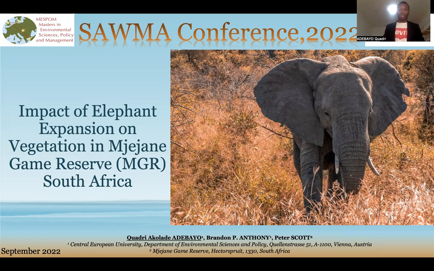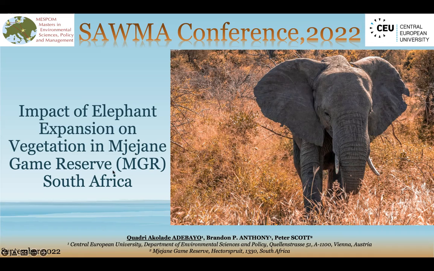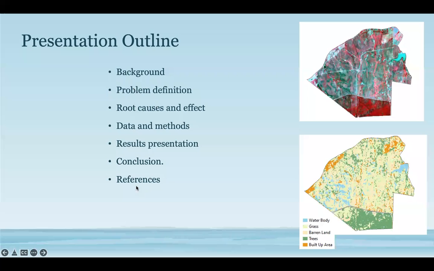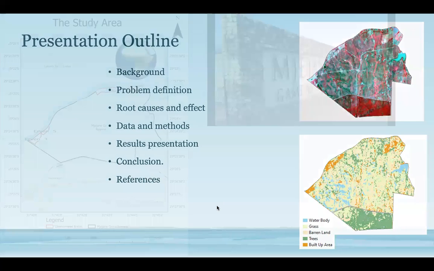I'll be presenting on a topic, impact of elephant expansion on vegetation in MGR. I'll be showing you how we used remote sensing and GIS techniques to map vegetation changes with a special focus on three developmental nodes that are all fenced off. So a little bit of how my presentation is structured from background down to the list of references.